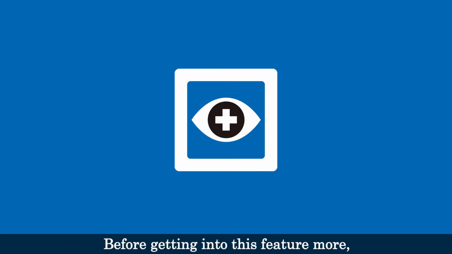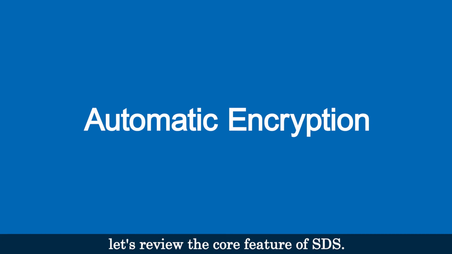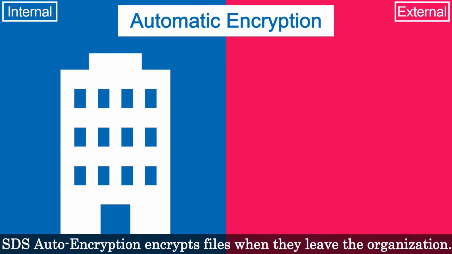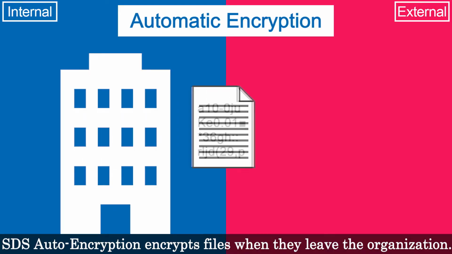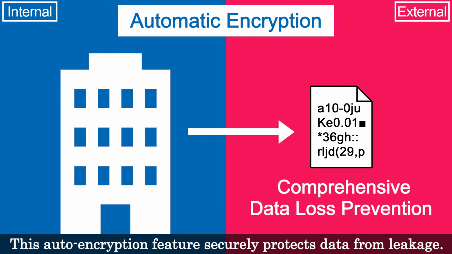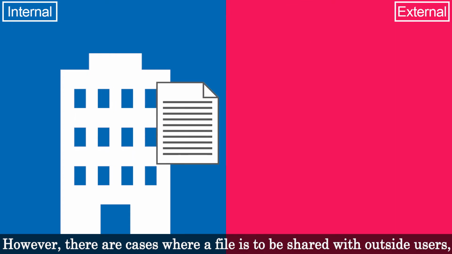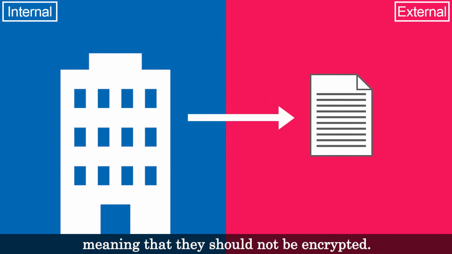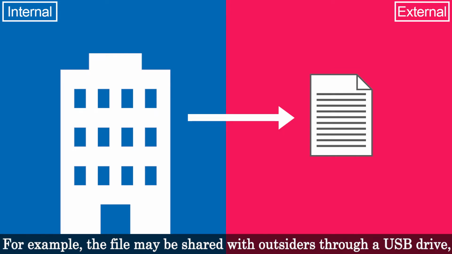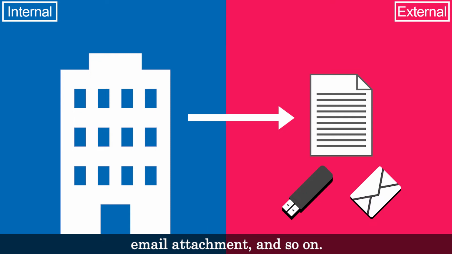Before getting into this feature more, let's review the core feature of SDS. SDS auto-encryption encrypts files when they leave the organization. This auto-encryption feature securely protects data from leakage. However, there are cases where a file is to be shared with outside users, meaning that they should not be encrypted. For example, the file may be shared with outsiders through a USB drive, email attachment, and so on.